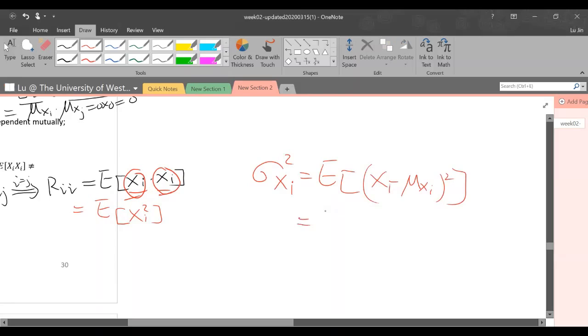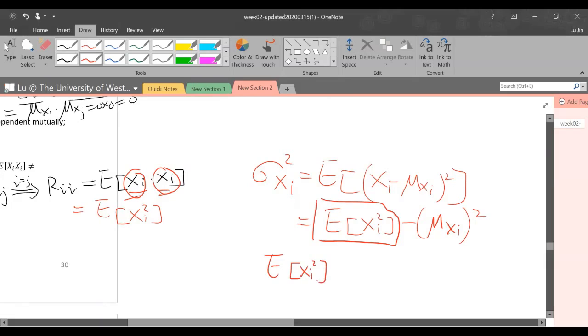And this is also equal to the expectation of xi square minus the square of the expectation of xi. Or in other words, you can use mu xi here, the same thing. So this gives you the mu xi here. Now our interest in this question is to determine this one. So this E xi square is equal to the variance of the random variable plus the square of the mean of it. So these two things are the same, right?